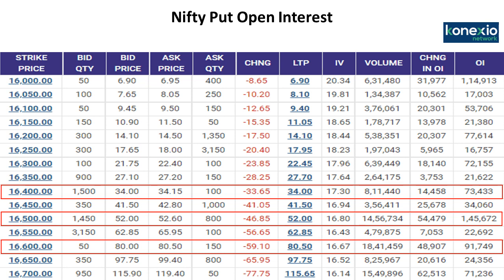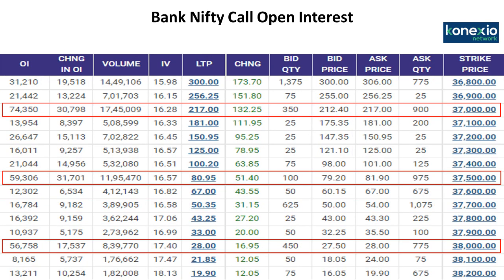So now let us see what we have observed in Bank Nifty calls. You will see on the screen. In Bank Nifty calls, the action was seen in 37,000 calls, then 37,500 calls, and 38,000 calls.